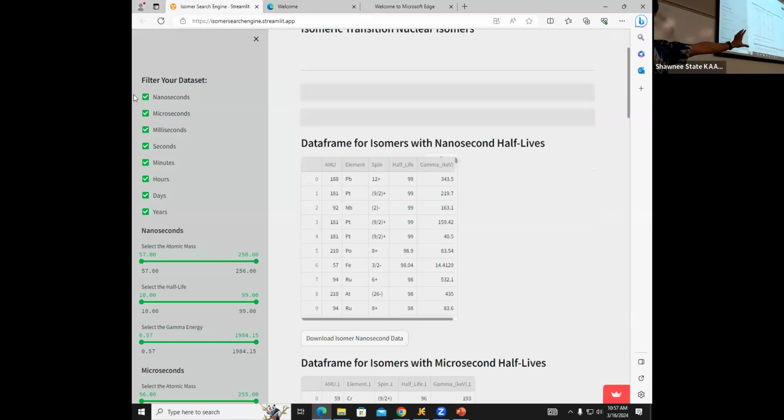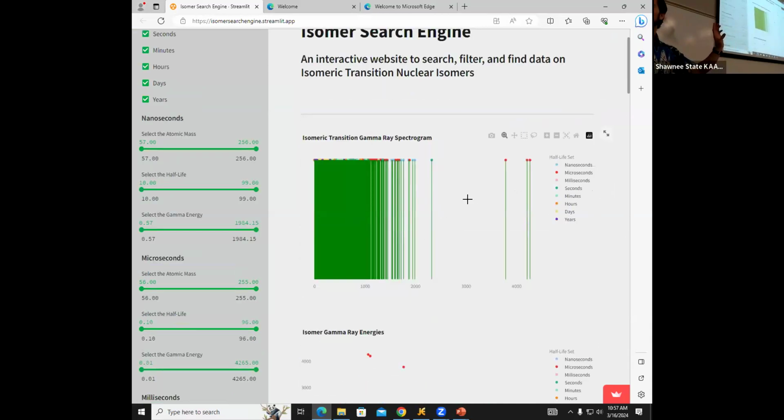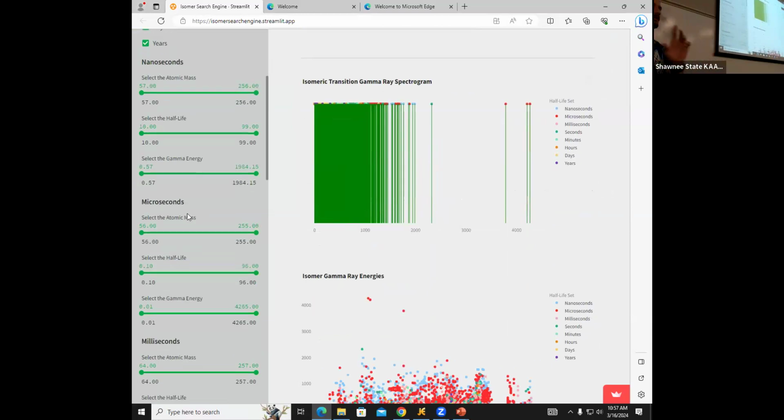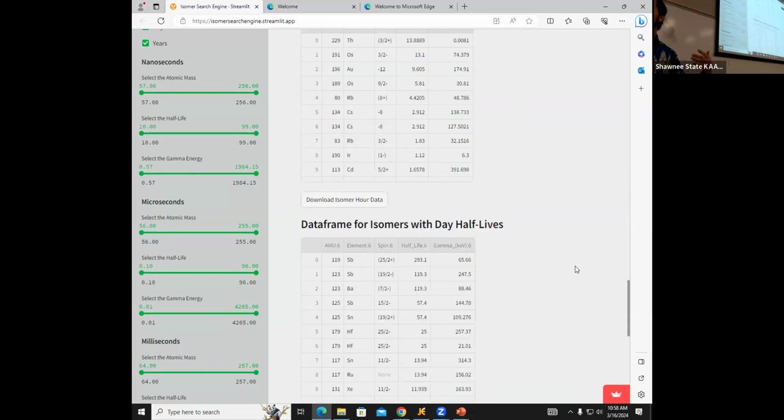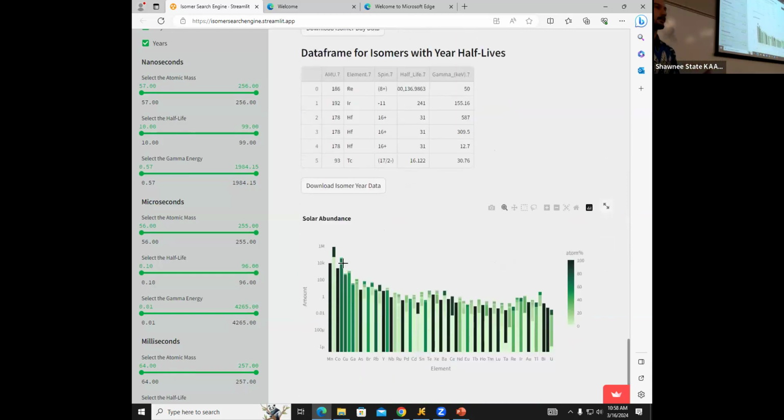And on the left, you can filter out any set of data that you want depending on your half-life. And then per half-life, you can go and individually edit and make selections of this data so that you can gather which isomers you want and exclude the ones that you don't. And then you can download those Excel databases so that you can use them in your research. And at the bottom, we have the solar abundance chart, and we'll talk about this more in a second.